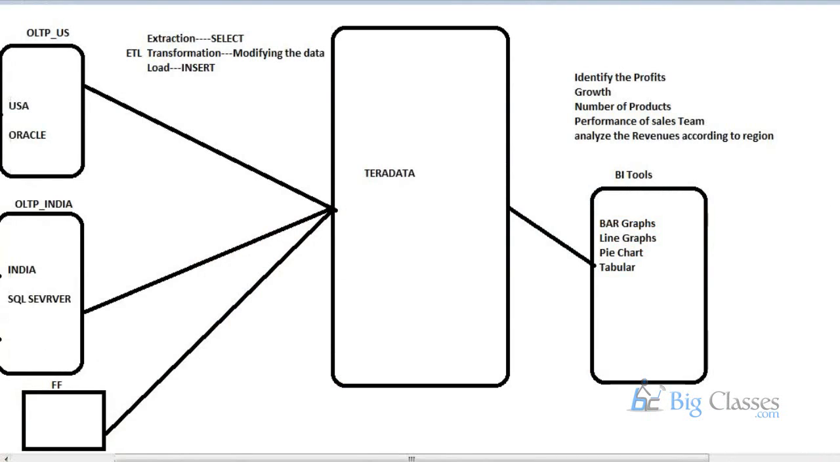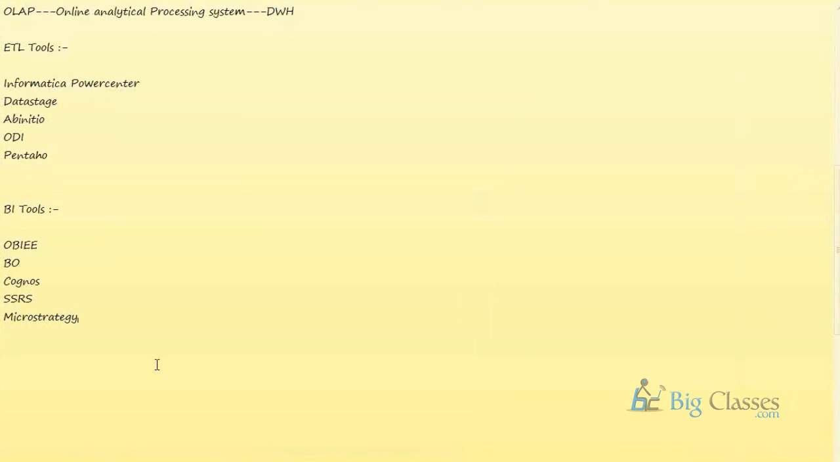So when we talk about a data warehouse, it is a combination of the ETL process and the BI process. ETL plus BI together is called a data warehouse, or you can call it DWBI, data warehouse business intelligence.